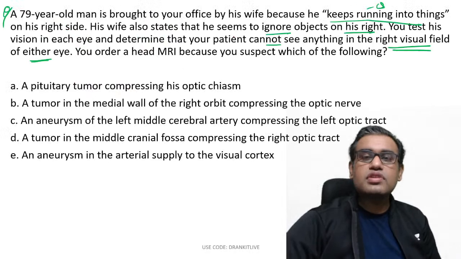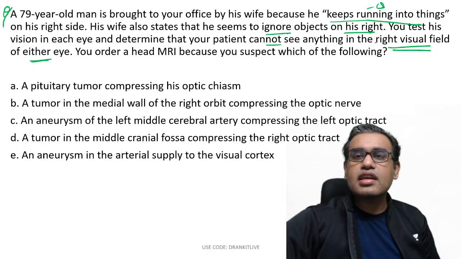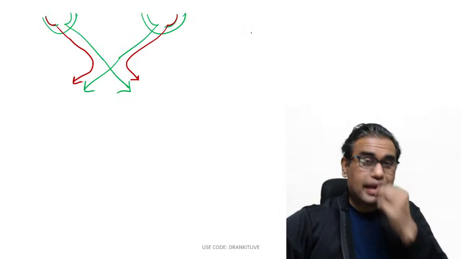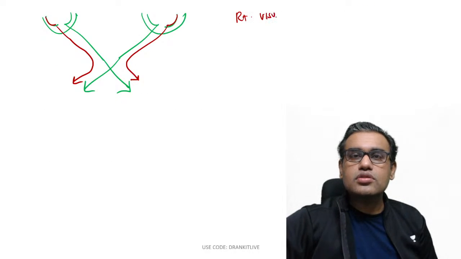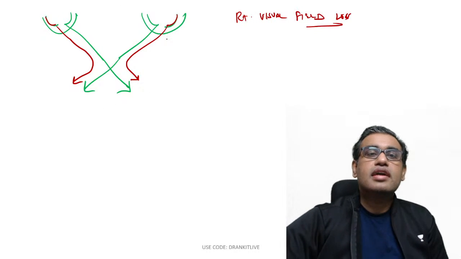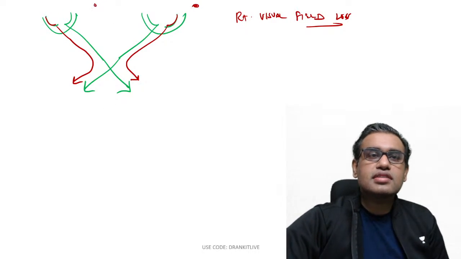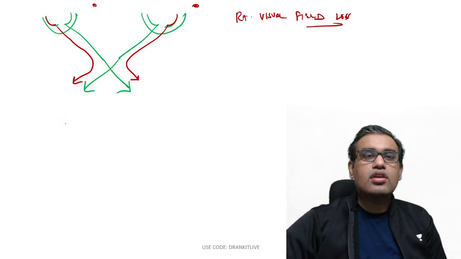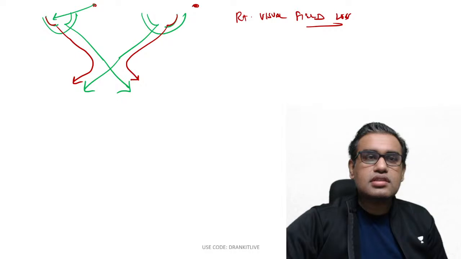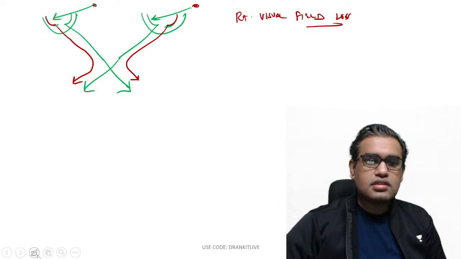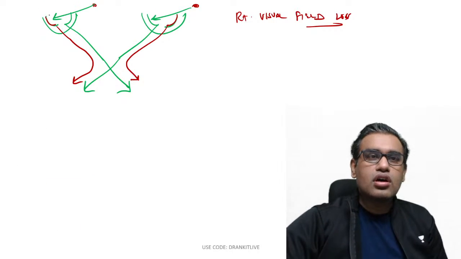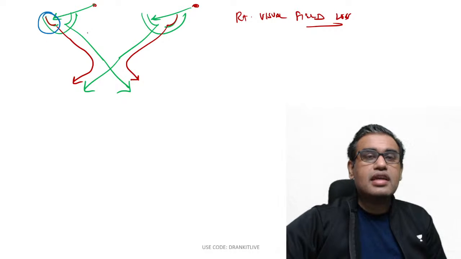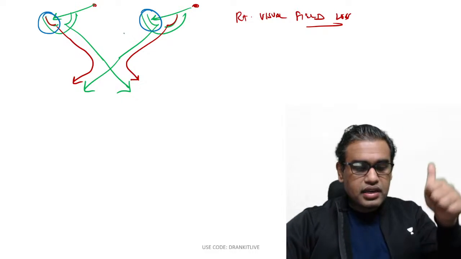The problem in this patient was on which side? Cannot see anything in the right visual field. So right visual field loss. What does it tell you? Any person standing on the right side, they are not able to see. Meaning by which side there is a loss, they are not able to see, means that you have a loss of the left temporal hemiretina and the right nasal hemiretina.